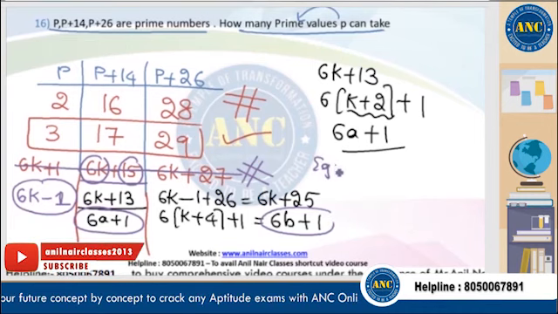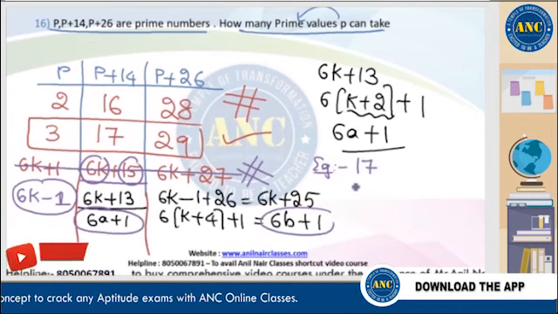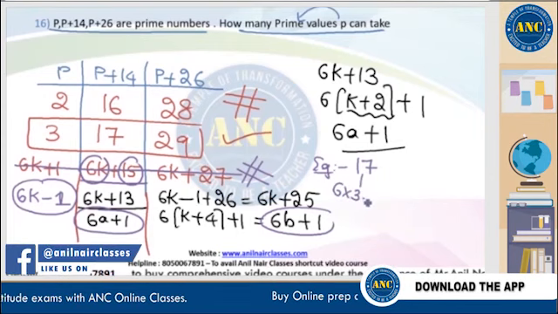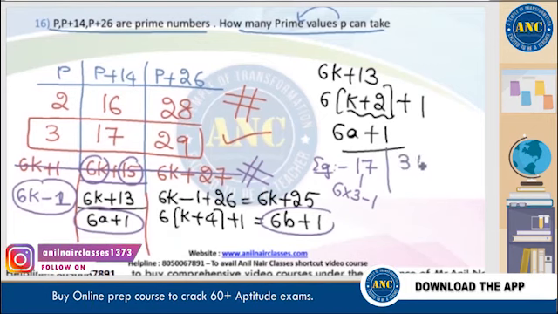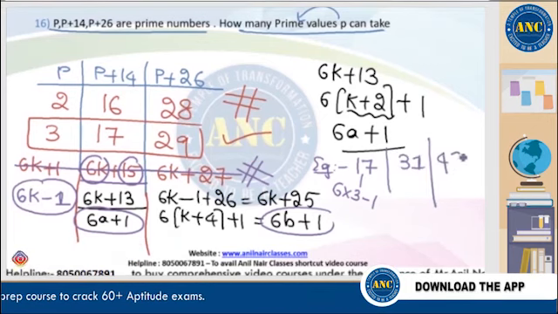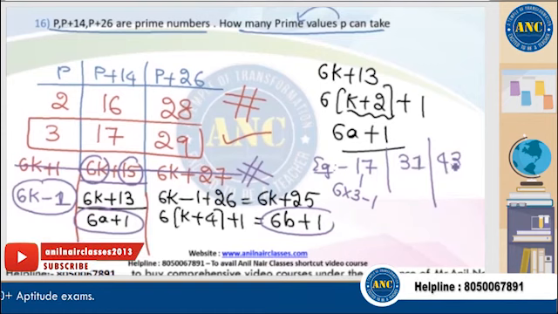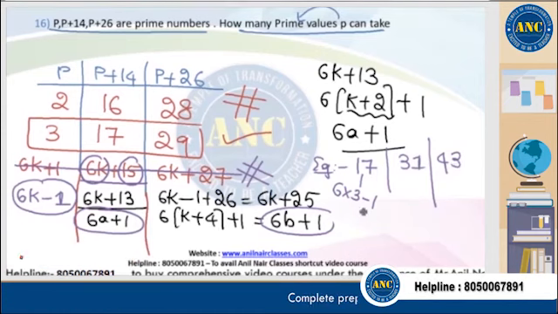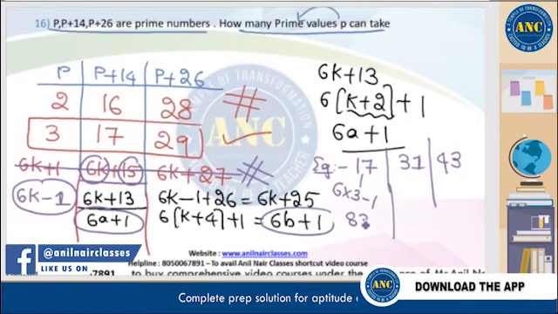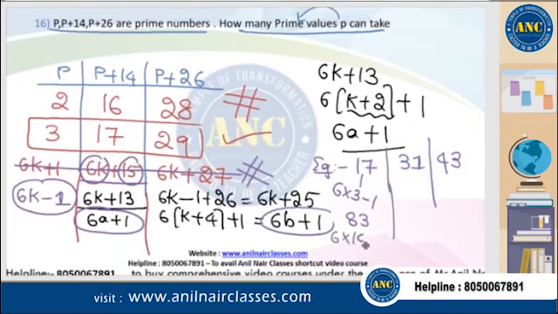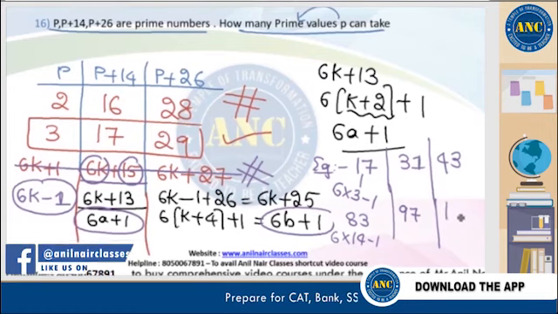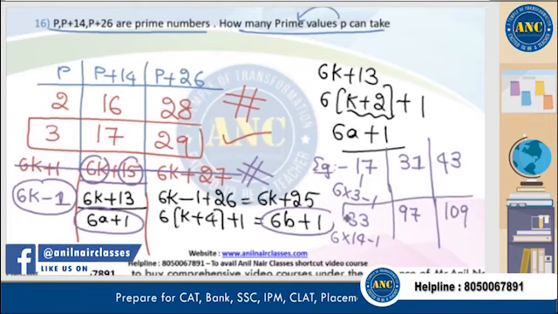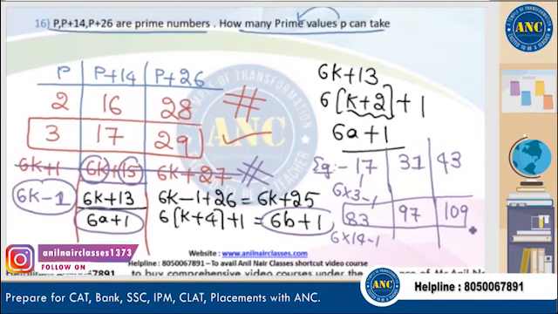For example, if I take 17, 17 is 6 into 3 minus 1. Yes, 17 plus 14 is 31, and 17 plus 26 is 43. Suppose I take 83. 83 is 6 into 14 minus 1. 83 plus 14 is 97, and 83 plus 26 is 109. 83, 97 and 109 are also prime numbers.